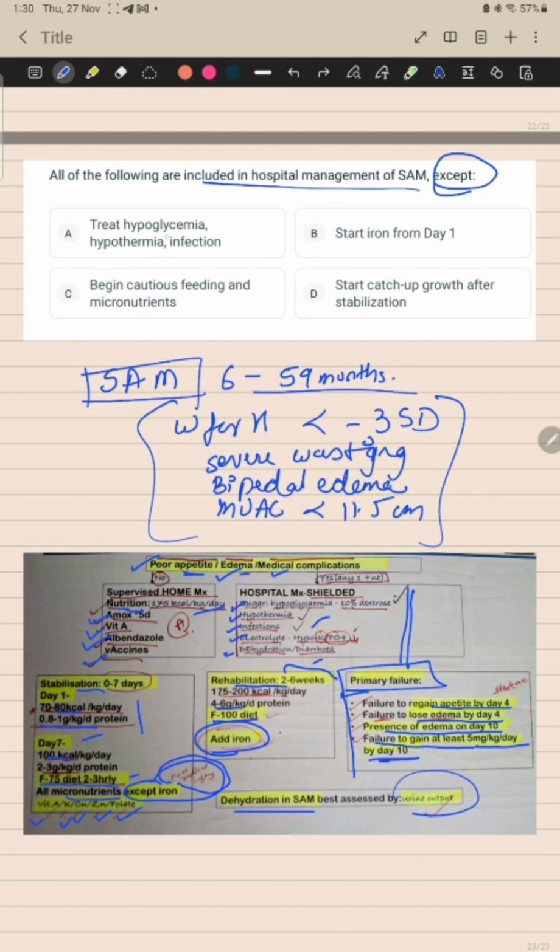So coming to our options, treat hypoglycemia, hypothermia, infection, yes. Feeding and micronutrients, yes. Start catch-up growth after stabilization, yes. Start iron from day 1, no, this is not the answer. We start iron in the rehabilitation phase. We avoid giving it in the first week because it has increased chances of free radical injury. So B is the answer.